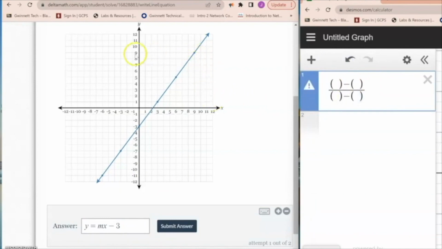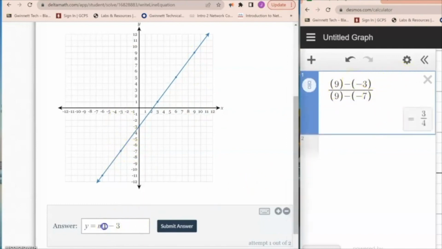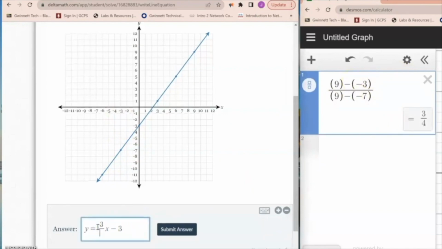All right, pick a point. 9 goes with 9. So y on the top, x on the bottom. Here's another one. -3 goes with -7. So my m is 3 divided by 4.